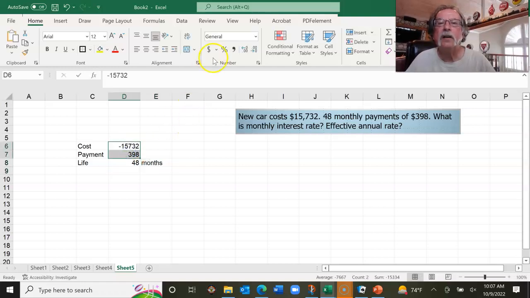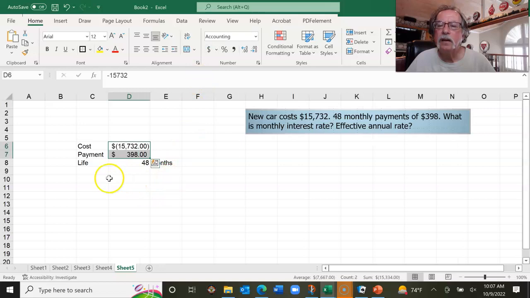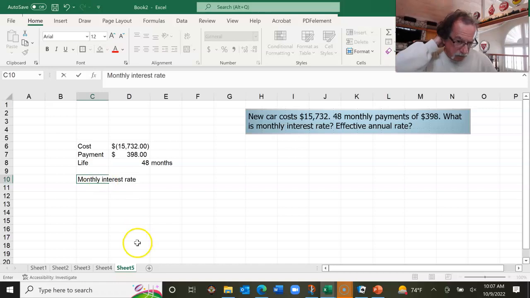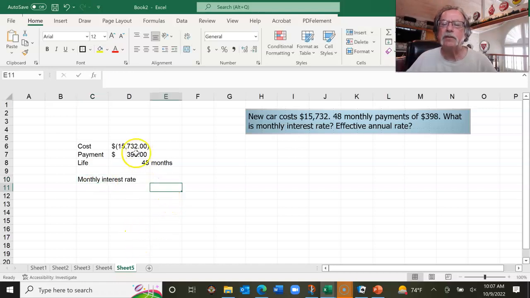Let's make these dollar signs. Okay, so the monthly interest rate, we can use the rate function for this because all the payments are constant. And we know it's a monthly interest rate because we're using months. Where the payment is monthly and the life is 48 months. So we're going to use the rate function.